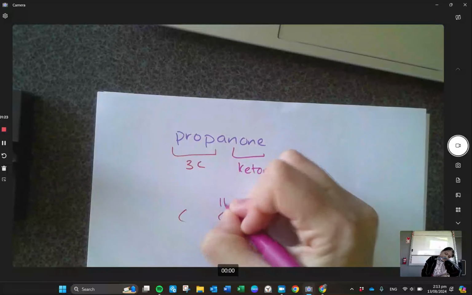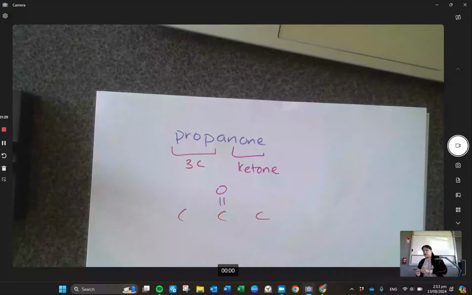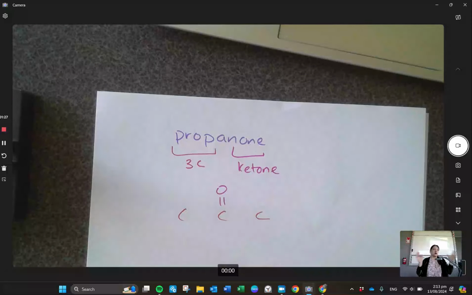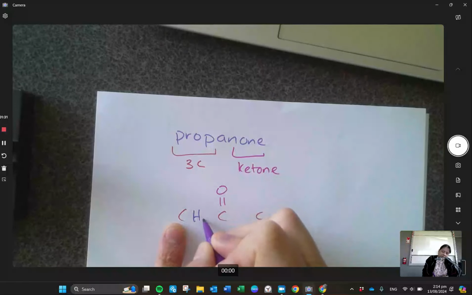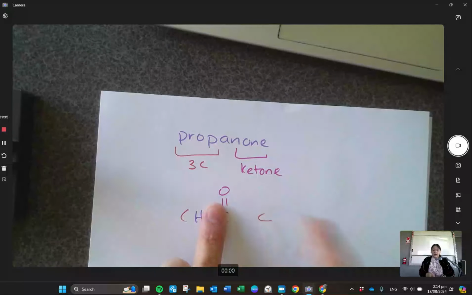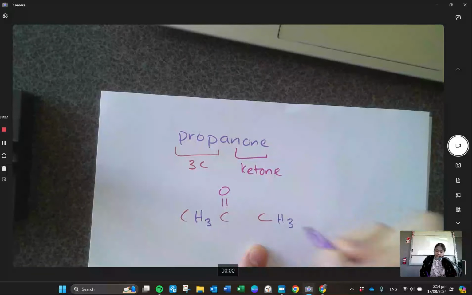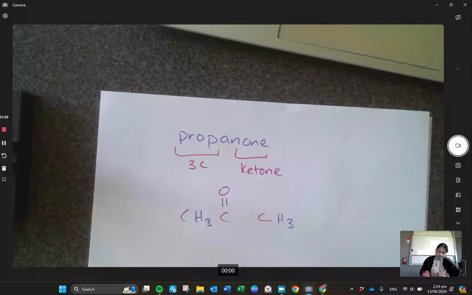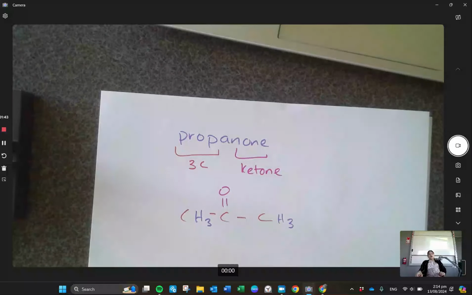So double bonded oxygen, and then we got to fill in our hydrogens to make sure that the carbons all have 4 bonds. So this carbon here is going to be CH3. This carbon has 1, 2, 3, 4 already, so it's fine. And then that's going to be CH3 as well. I don't like how they're so far apart, but it is what it is. Maybe I'll do that to make it look like it's okay. All right, propanone. Got it?